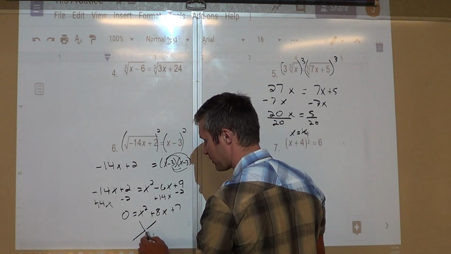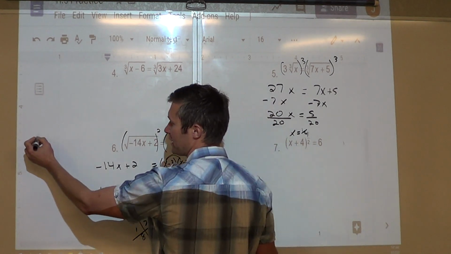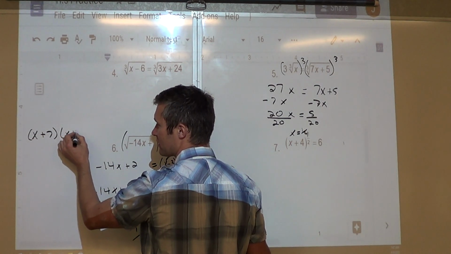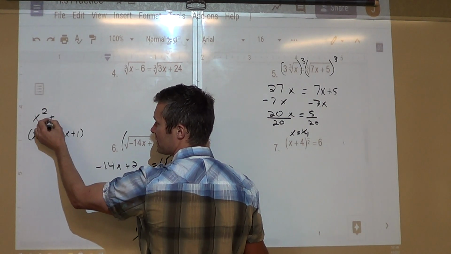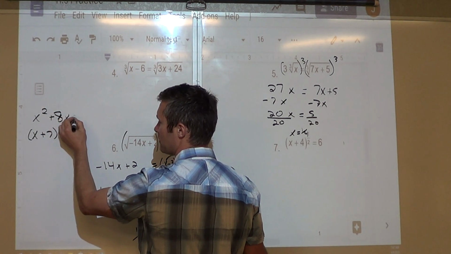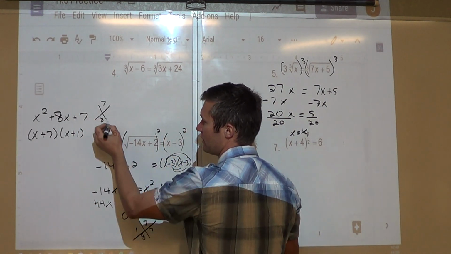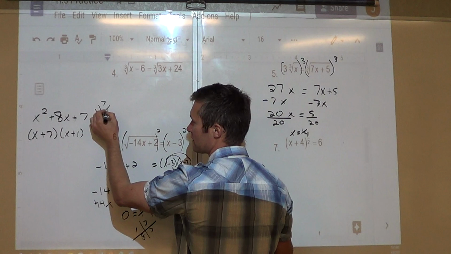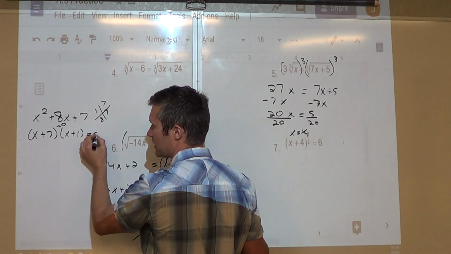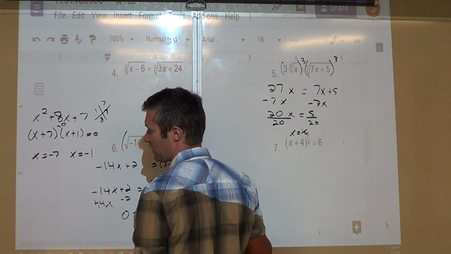And so I factor it. What multiplies to 7 and adds to 8 would be 1 and 7. So we can factor that to this: x squared plus 7x plus x plus 7. And we factored it. What multiplies to 7 and adds to 8 was 1 and 7. Then we set each factor equal to 0. And so we get x is equal to negative 7, and x equals negative 1.